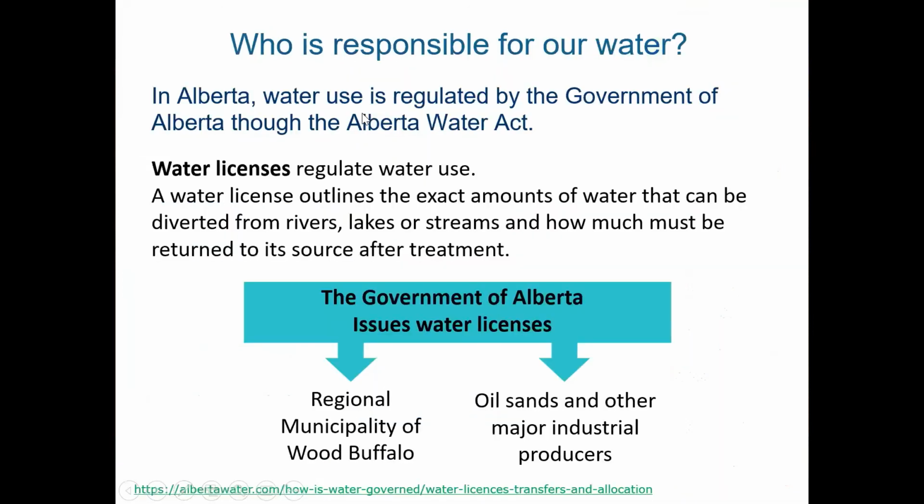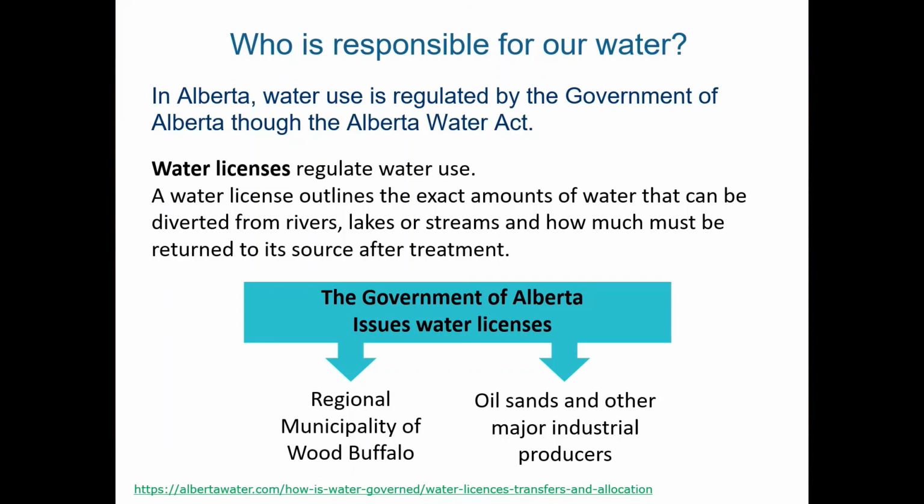So last slide for today is who is responsible for our water. So we have a Water Act in Alberta, and that's under the government of Alberta. And so the government issues water licenses, and so they do regulate it at their level, and that includes how much can be withdrawn, from where, how fast, and exactly how it must be returned to the source. And so that's what these water licenses would include, right?